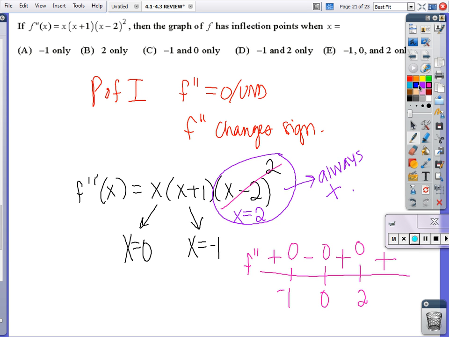So notice what happens. At 2, the sign never changed. The signs stay positive. This term is always positive, and I get that can be confusing. The term is always positive, meaning it won't ever change sign. That's what this positive does. So that's what causes the left side and the right side of the 0 to have the same exact sign. So the answer to this was negative 1 and 0 only.